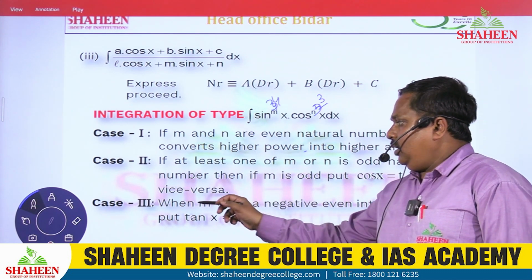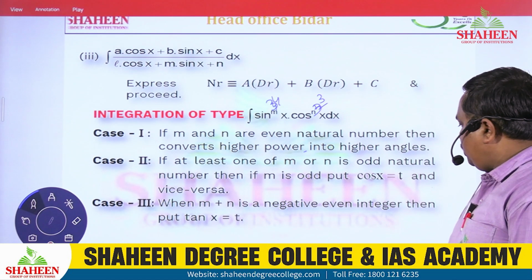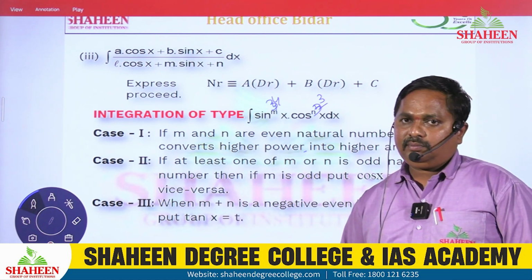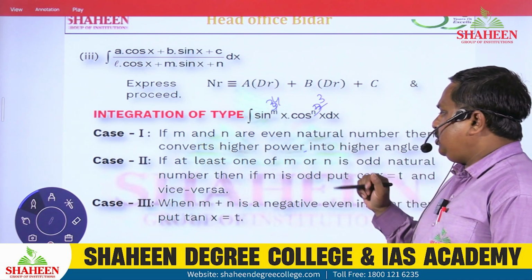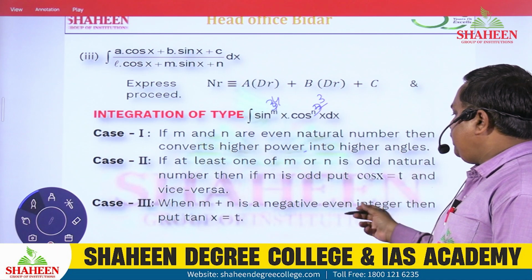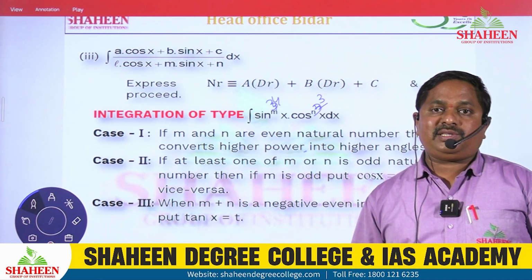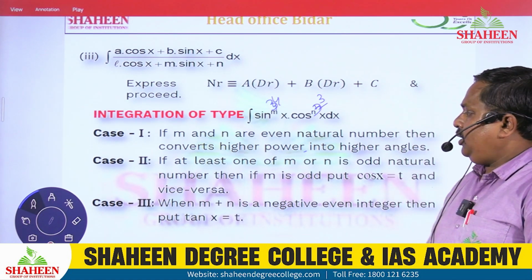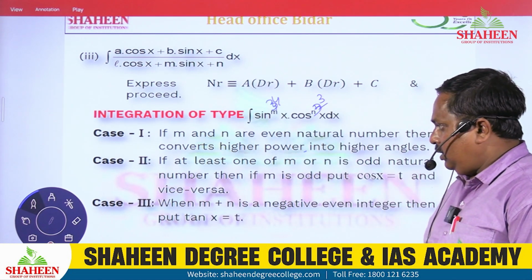Then the last case: if m plus n is a negative even integer, then put tan x equal to t. If the sum of both powers is a negative even integer, then we take tan x equal to t in this kind of integral.